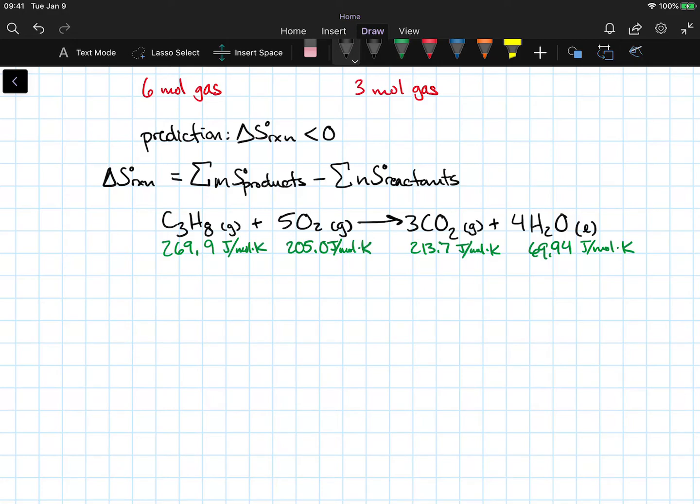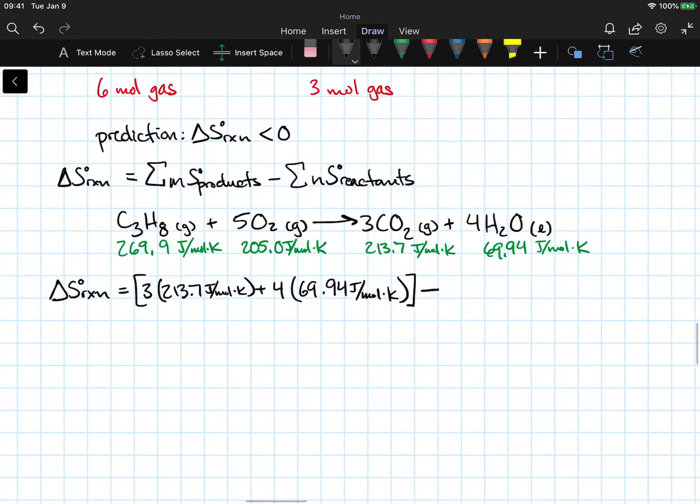So all we do is plug these into the formula that we wrote above, delta S naught of reaction. We're going to start with the sum of the products times their molar coefficient. So we have 3 moles of carbon dioxide times its standard molar entropy of 213.7 joules per mole Kelvin, plus 4 times the standard entropy of water, which was 69.94. And so that's the product side.